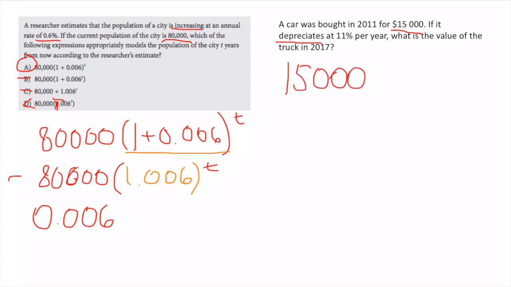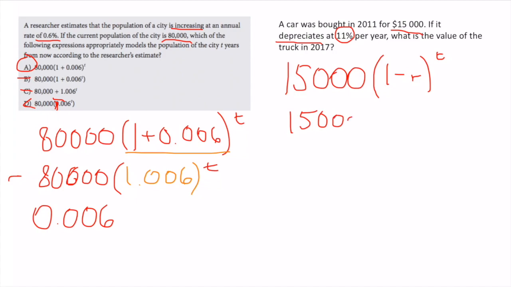Now we've got to ask ourselves, is this growth or decay? Is it getting bigger or smaller? In this case it's getting smaller because of the word depreciates. So it's losing value every year, so we'll go 1 minus r. And then again we'll use t here for years or time. Our r in this case is 0.11. I'm just again converting this into a decimal.